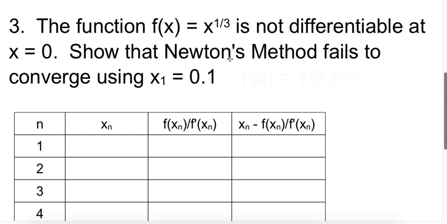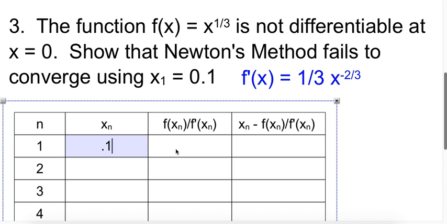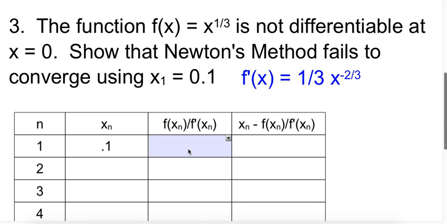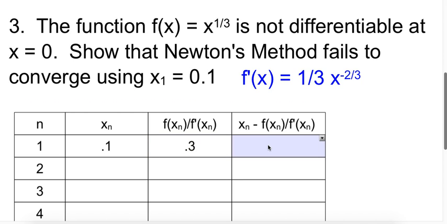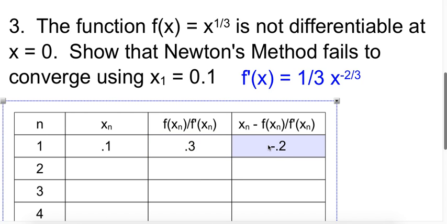So we want to show that Newton's method fails to converge, and they've given us a starting point. So I'm just going to walk you through this one quick. So before we do Newton's method, we're going to need the derivative, which I already calculated here, 1/3 x to the negative 2/3. And we'll start filling in our table. So we said x1 is 0.1. And then when we plug into our calculator f of xn over the derivative at xn, we get 0.3. And then when we subtract those, negative 0.2.